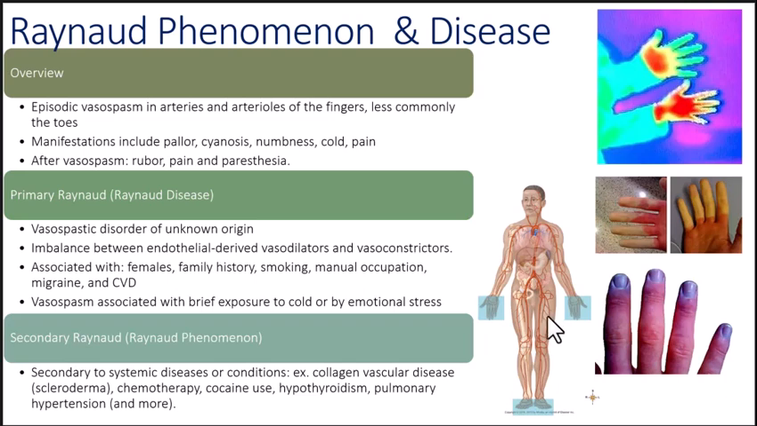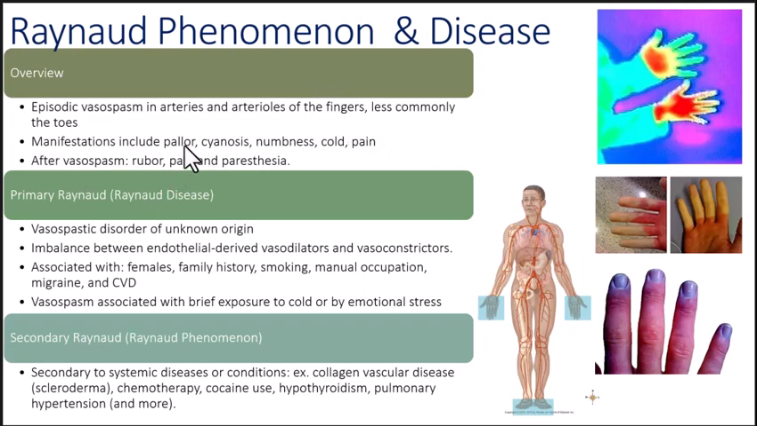Next up, we're going to be looking at two different conditions, Raynaud's phenomenon and Raynaud's disease. We'll look at them individually in a moment, but what I want to mention first is that the clinical manifestations of both the phenomenon and the disease are very similar, if not considered the same, but the causes do differ. Raynaud's phenomenon and disease are characterized by attacks of vasospasm in the small arteries and arterioles, particularly in the fingers, but it could occur in the toes.